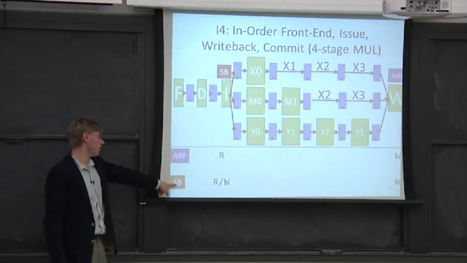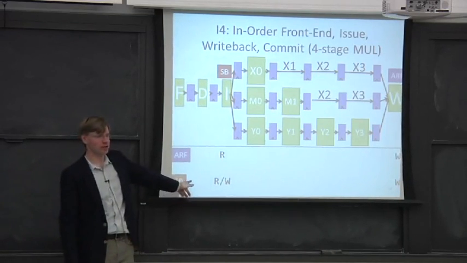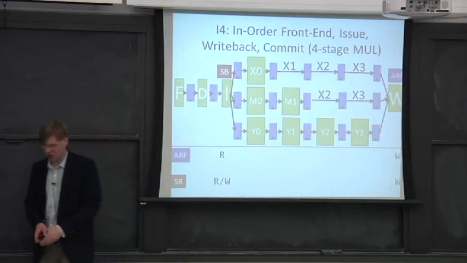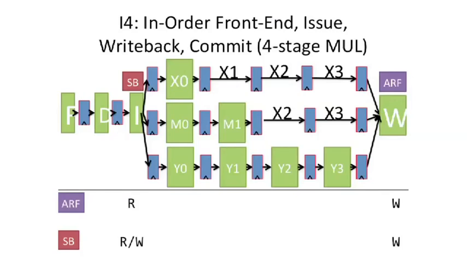SB. So what's SB here? It's the scoreboard. So what does a scoreboard do? We're going to show some pictures of scoreboards. But for right now, what our scoreboard is going to allow us to do is it's basically going to be a convenient side structure where we're going to keep track of where different values are in flight in these different pipelines.